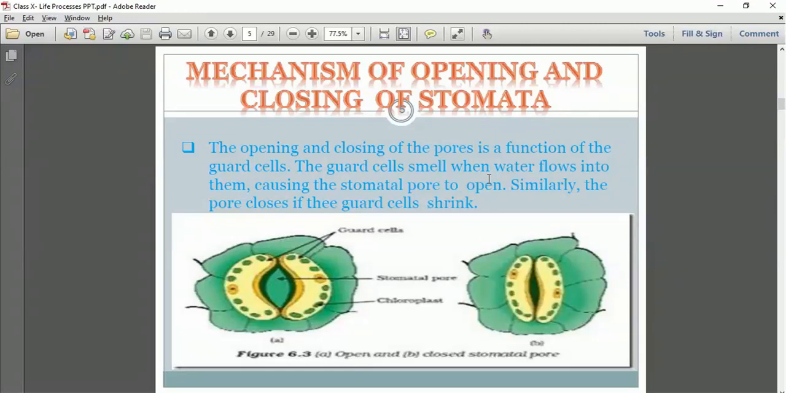Whenever they sense that water is flowing near them, they help the stomatal pore to open. Similarly, the pore closes when the guard cells shrink. So when water moves away, they shrink and the pore closes. So this is how the stomata open or close. It basically happens with the help of the guard cells, through their sensitivity to water.